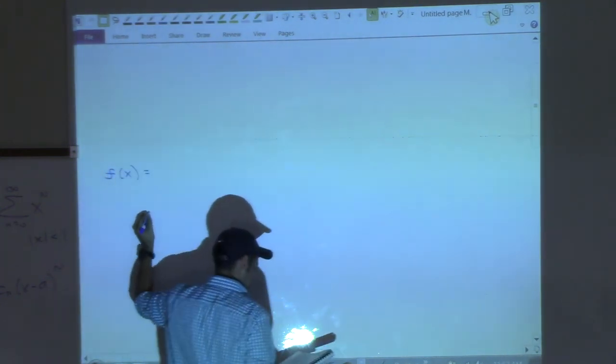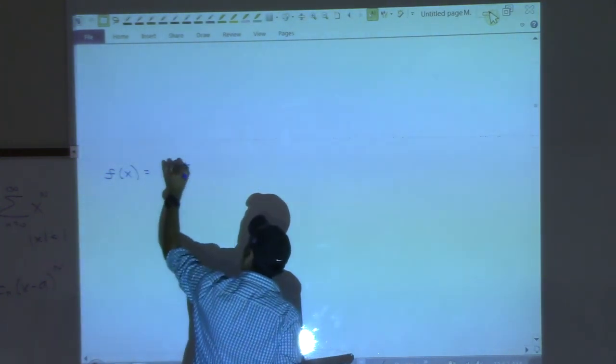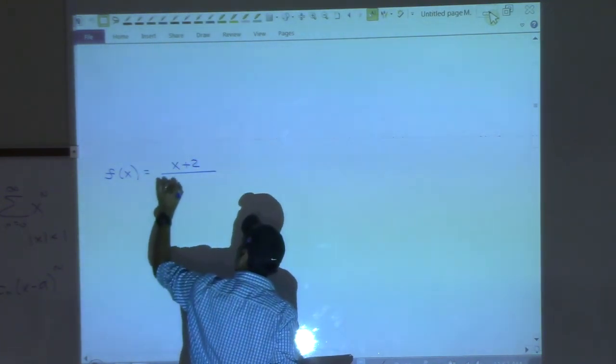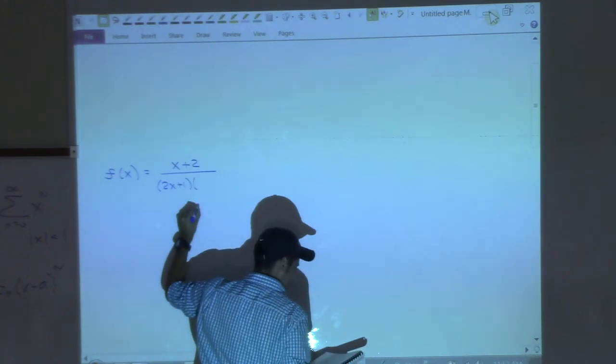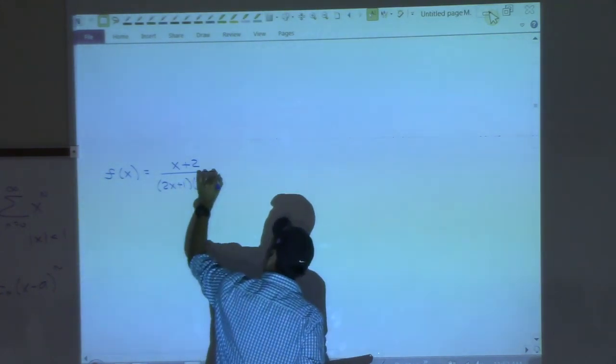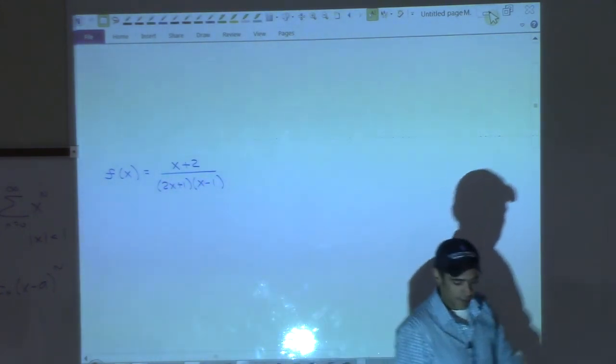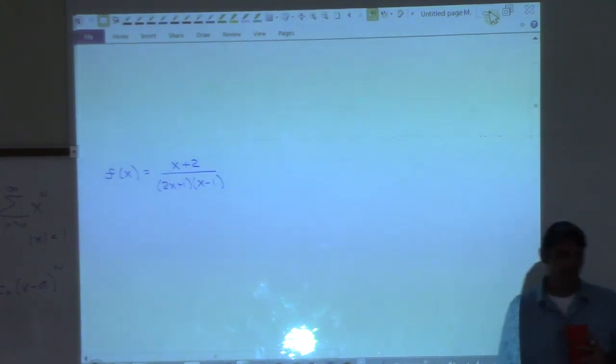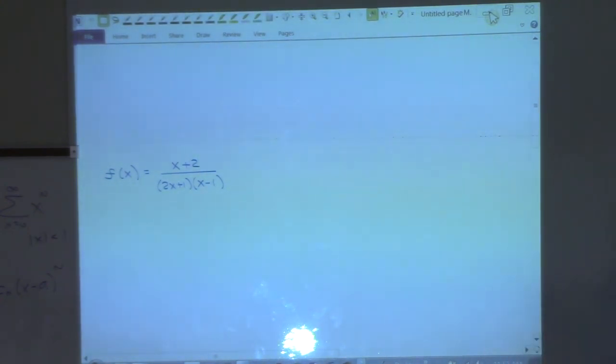Okay, so how about this one? x plus 2 over 2x plus 1 times x minus 1. So we want to find a power series for this. So we just go to Wolfram Alpha, right? I mean, it's just amazing to me, the power that we have now. You can go to a website and get the power series by just typing in something. It's nuts.